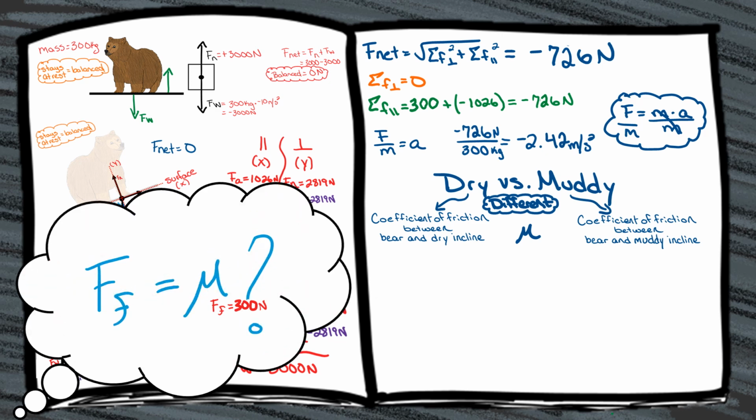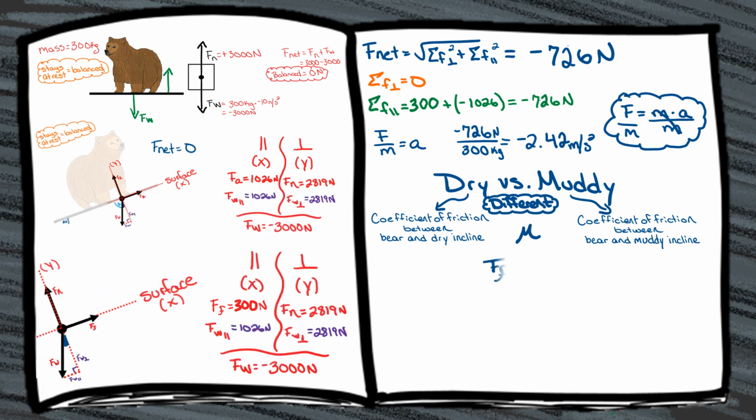Good question, Alex. Frictional force is not the same as coefficient of friction. In fact, frictional force equals coefficient of friction times the normal force experienced due to the surface that it made contact with. Let's look back at our bear scenario on the dry incline. We said that the frictional force was 300 newtons and that the normal force was 2,819 newtons, which means that if we want to find out the coefficient of friction, we would have to divide frictional force by normal force, resulting in, great job, Alex.